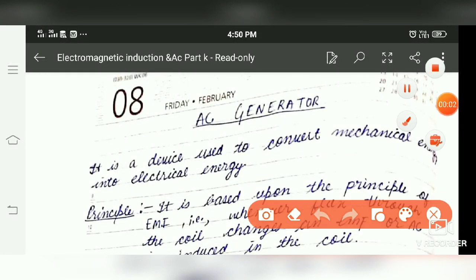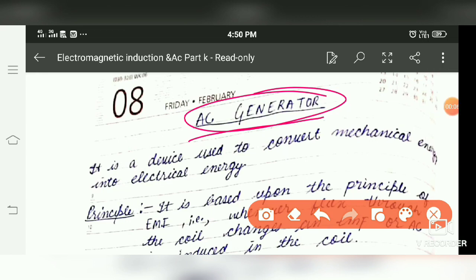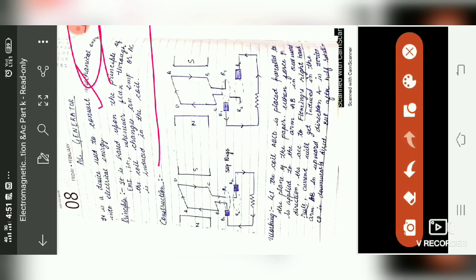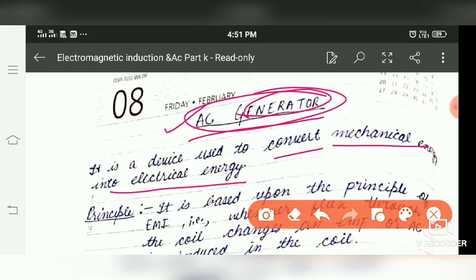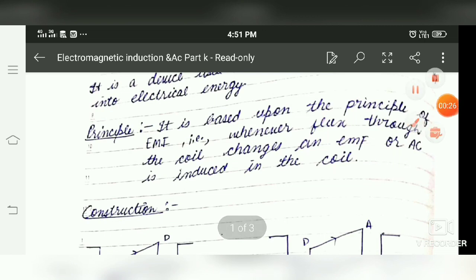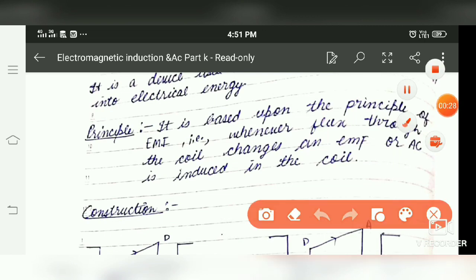An AC generator means we generate alternating current. Actually, it is not a generator; it's a device which converts mechanical energy to electrical energy. So "generator" is a pseudonym of this term, but it's not generating, it's actually converting mechanical energy to electrical energy.